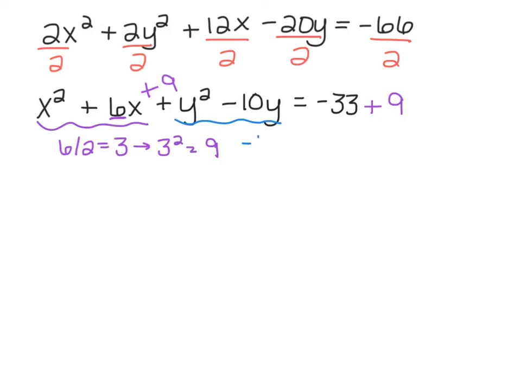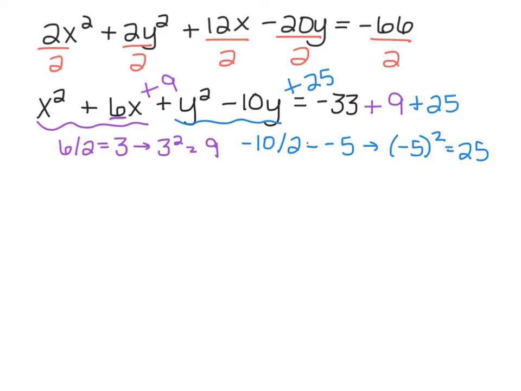Then let's do the same thing here. I'm going to do -10 divided by 2 is -5. -5 squared is 25. If only I could write as fast as I talk. So I'm going to add 25 here. Okay. And then I'm going to group this up like a trinomial, and I'm going to factor those. And they should factor into perfect squares.